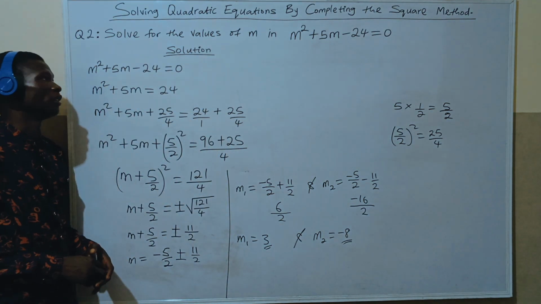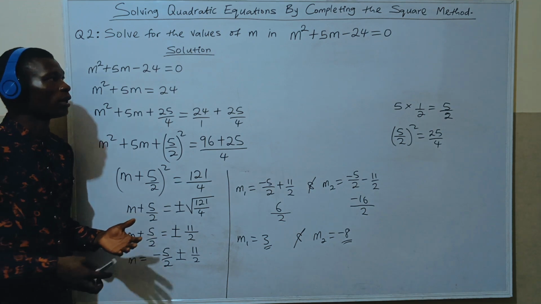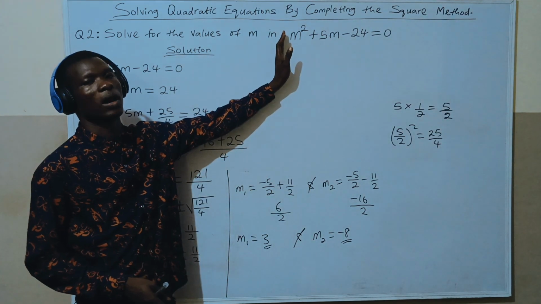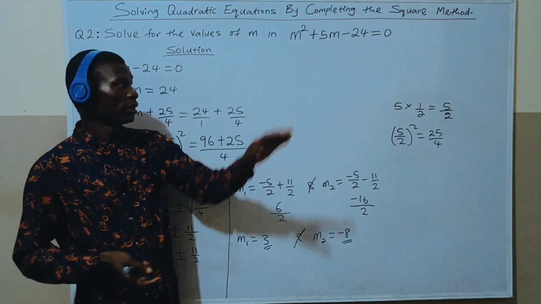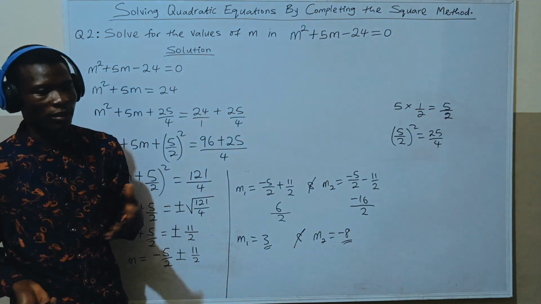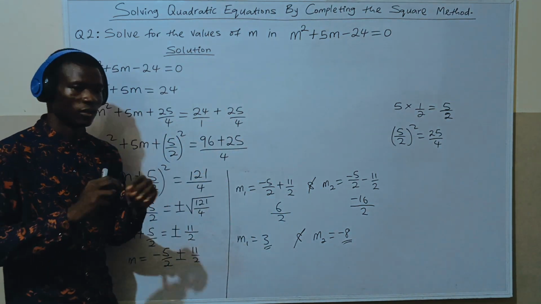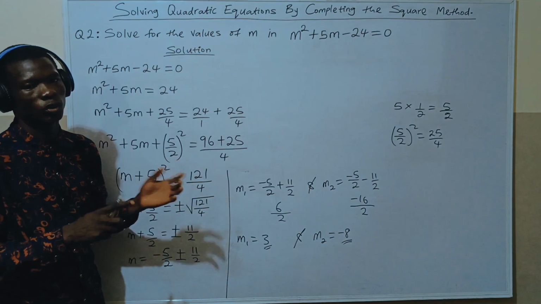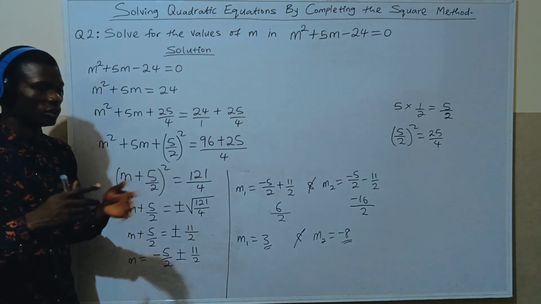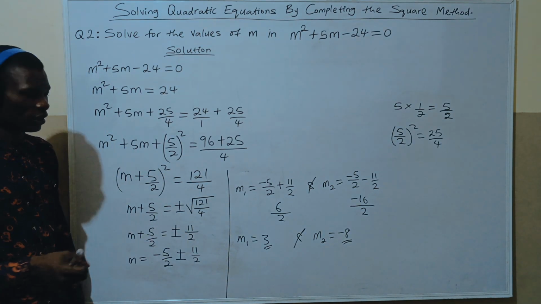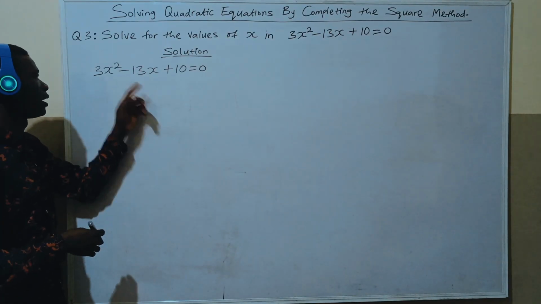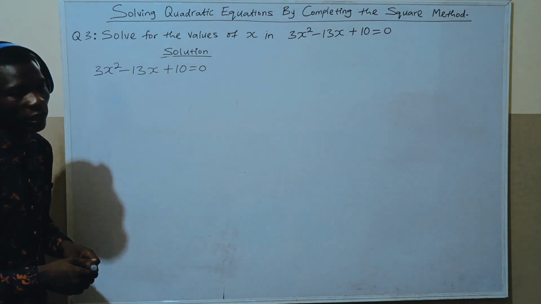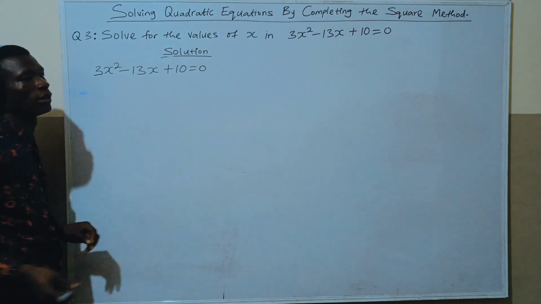Question number 3 is one where the coefficient of m squared will not be 1. You see, in the first question we solved, the coefficient of x squared was 1. Here, the coefficient of m squared is equal to 1. But when we proceed to question number 3, I'll make sure that the leading coefficient will not be equal to 1. And then you see what we can do when the coefficient is not equal to 1. Proceed. Question 3. 3x squared minus 13x plus 10 equals 0. That's what we are solving for.